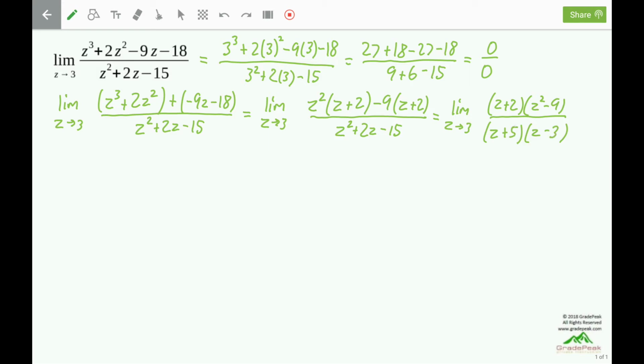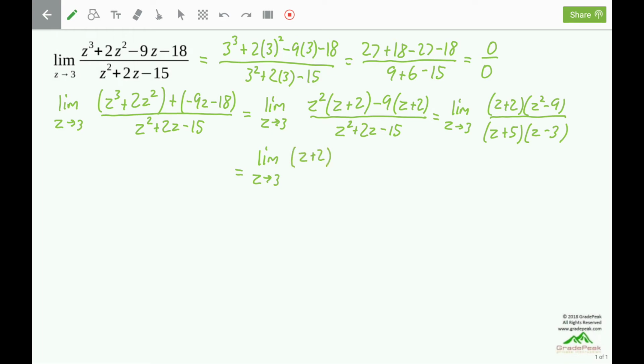Now this is still 0 over 0. We haven't canceled the factors that are making the zeros in the numerator and denominator, and we still can't do that just yet since we don't see them both. Since z is going to 3, we would expect to see a z minus 3 in the numerator and denominator. We do see the one in the denominator, but we don't quite see the one in the numerator just yet, but there is a difference of squares up there that will factor a little further.